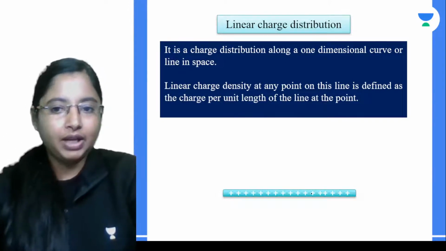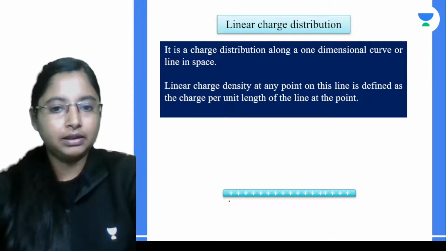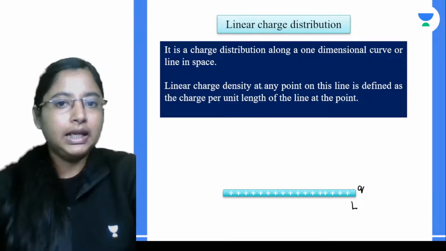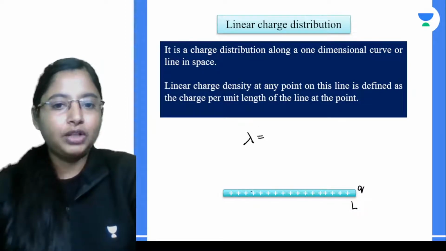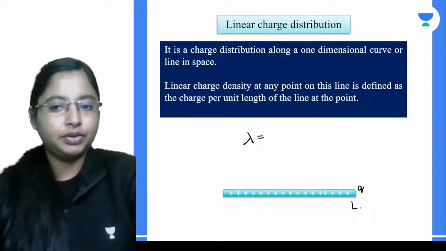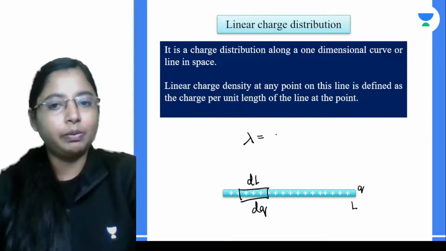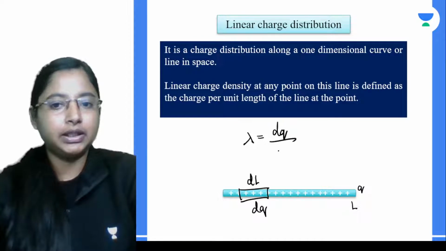Let's say we have a wire with positive charges, the total length of the wire is L, and the charge in it is Q. Linear charge density at any point is given by lambda. For a very small region, let's say this is dl, the charge enclosed in this small region is dq. So linear charge density will be nothing but charge per unit length.